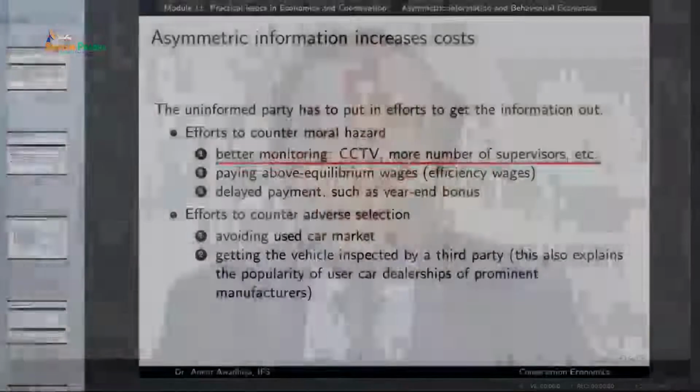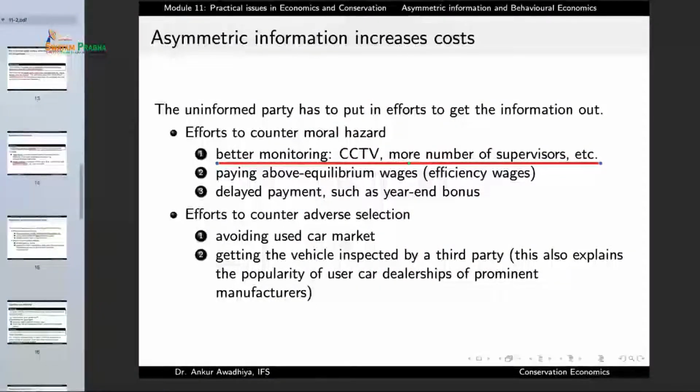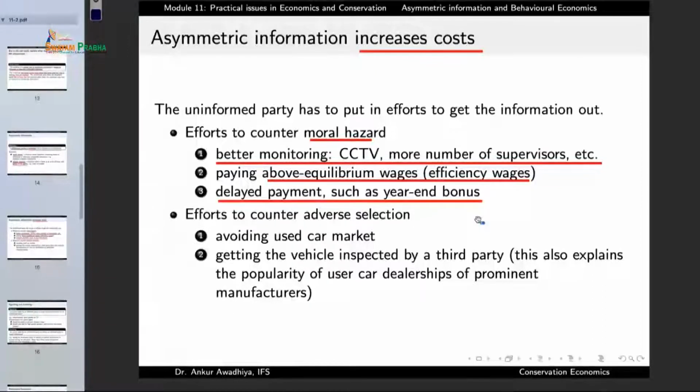Similarly, the owner may employ a few supervisors. The salary of those supervisors is a cost that is being added to the cost of production. And so the surplus of the producer would go down because his costs are increased. Another option is to pay above equilibrium wages, such as efficiency wages. Paying above equilibrium wages is another way to solve the moral hazard, but this also increases the cost.